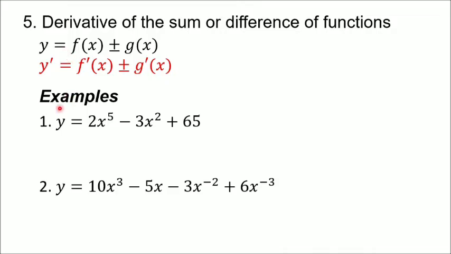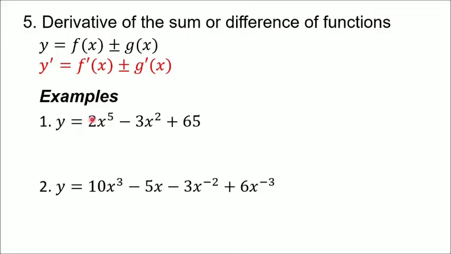We have examples. Number 1, y equals 2x to the 5 minus 3x squared plus 65. Ayan, so in this case, meron tayong 3 terms. Ibig sabihin yan, 3 different functions yan. Una, 2x to the 5. Pangalawa, negative 3x squared. Pangatlo, plus 65. So, kunin lang natin ang derivative niyan, isa-isa. Yun na yung magiging derivative nilang lahat.